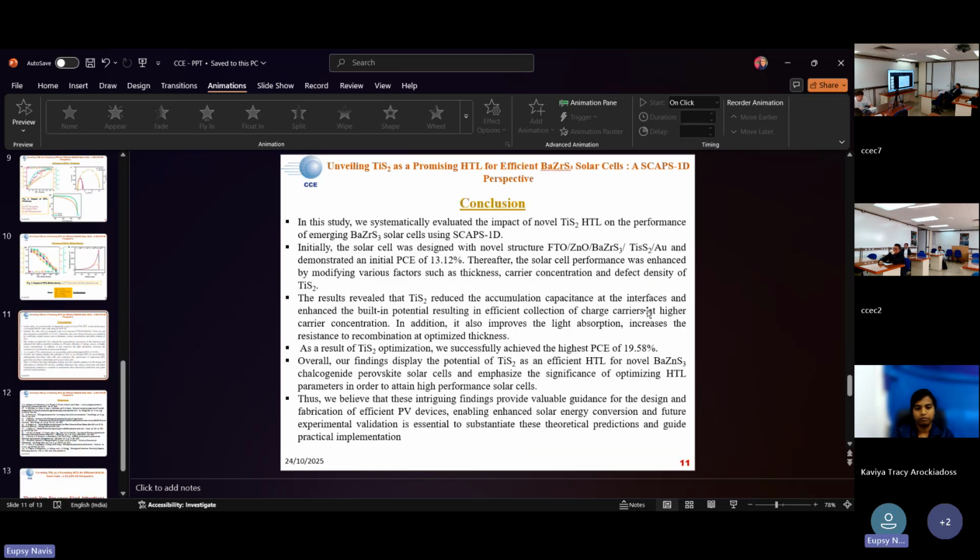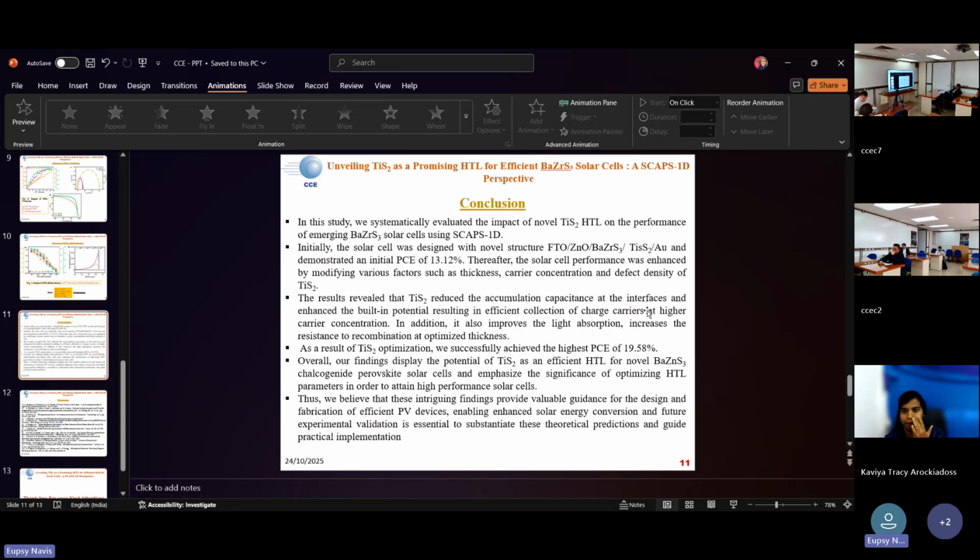So, conclusions. In this study, we systematically evaluated the impact of novel titanium sulfide hole transport layer on the performance of emerging barium zirconium sulfur solar cell using SCAPS-1D simulation software. Initially, the solar cell was designed with a novel structure with a zinc oxide electron transport layer and titanium sulfide hole transport layer, and demonstrated an initial PCE of 13.12%. Thereafter, we optimized the thickness, carrier concentration, and defect density of the HTL.